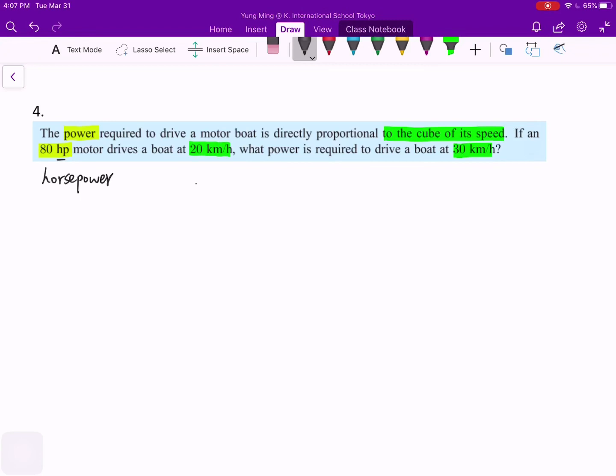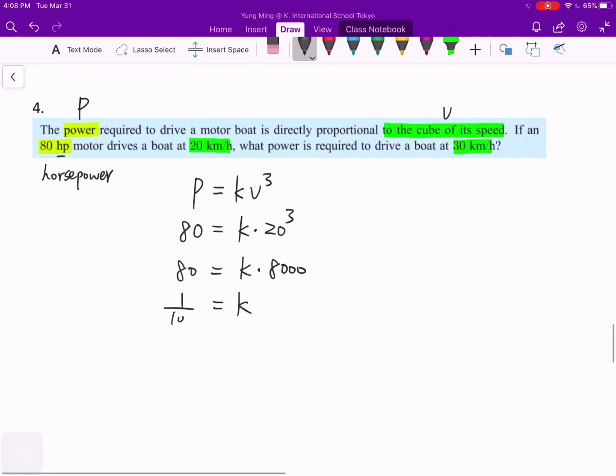First of all, let's write an equation. If P is directly proportional to the cube of the speed, you will write P is equal to k times velocity to the power 3. Let's name that P as power, and V as velocity over here. So P equals kV to the power 3. Let's plug in the values given. 80 horsepower represents the power. k times V, in this case, is 20 to the power of 3. We're going to get k times 8,000 equals 80. In this case, k is equal to 1 over 100.